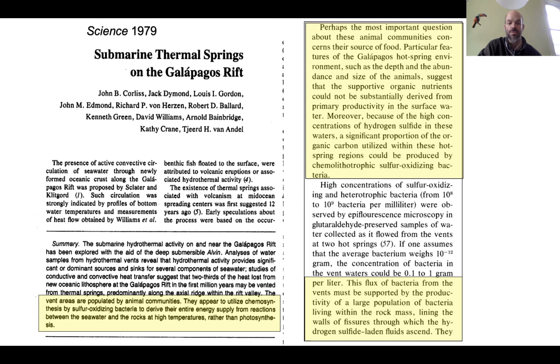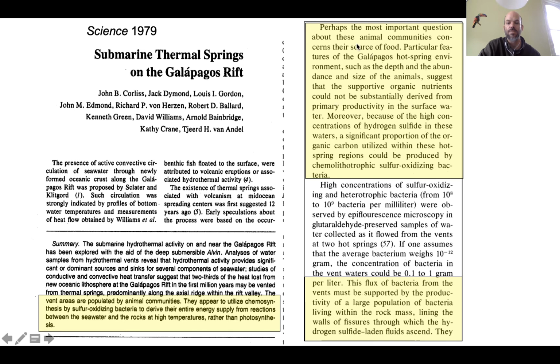But at the same time, this is also a huge biological discovery. So in the summary of the science paper, the last couple sentences are: "The vent areas are populated by animal communities. They appear to utilize chemosynthesis by sulfur oxidizing bacteria to drive their entire energy supply from reactions between the seawater and the rocks at high temperatures rather than photosynthesis." So instead of an ecosystem being driven by sunlight and photosynthesis, instead we have these giant animal communities that are probably being supported by chemosynthesis instead of photosynthesis. And we're going to talk a lot more about that in a second, but I think it was interesting to point out that they had already realized the significance of this biological discovery at the very beginning.